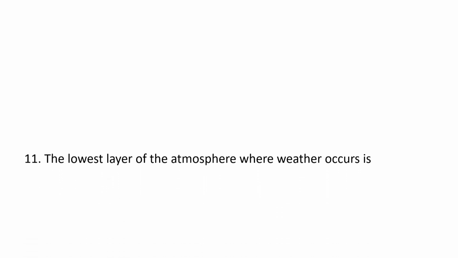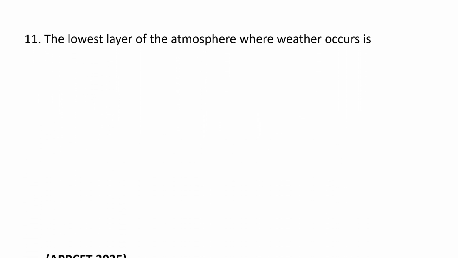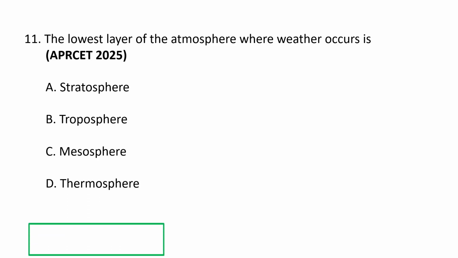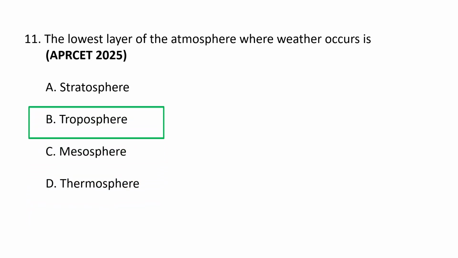Next question. The lowest layer of the atmosphere where weather occurs is A. Stratosphere, B. Troposphere, C. Mesosphere, and D. Thermosphere. The correct option goes as B. Troposphere. The troposphere is the lowermost layer of the atmosphere where almost all weather occurs. This layer contains most of the atmosphere's water vapor, and it is where clouds, rain, snow, and other weather phenomena form. The lower layer of atmosphere where weather occurs is troposphere. B is the correct option.